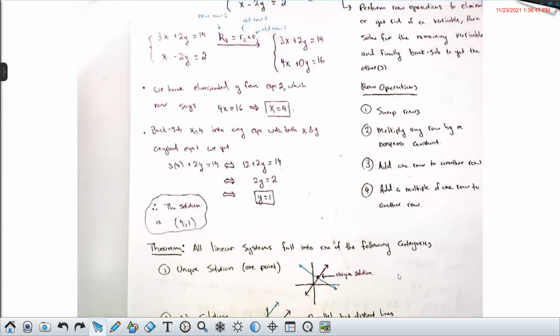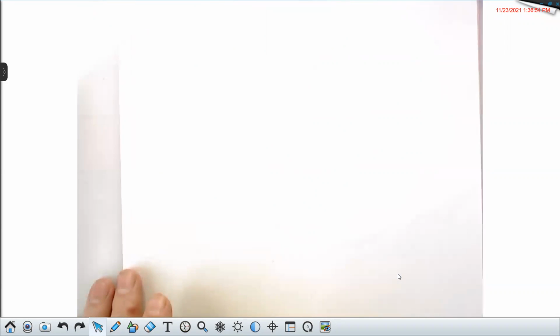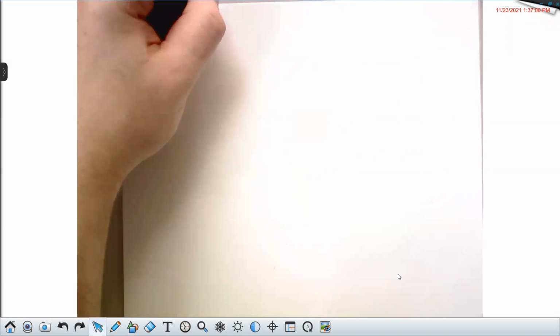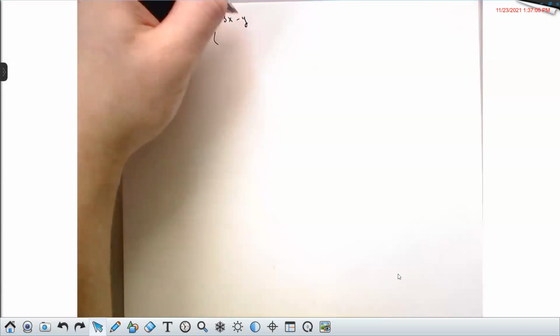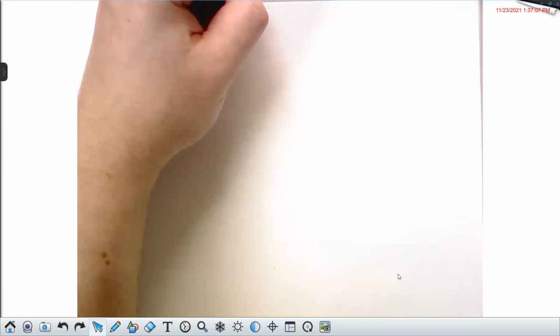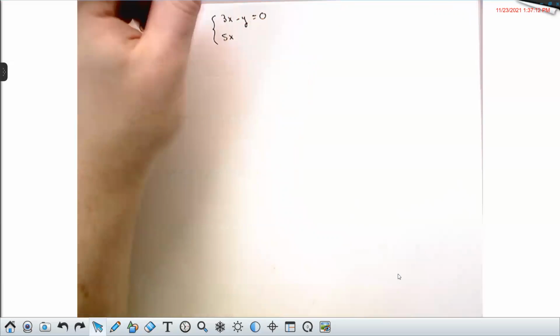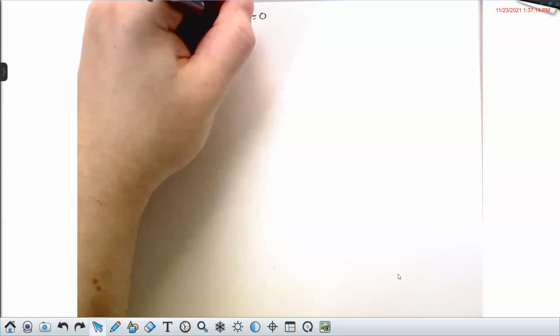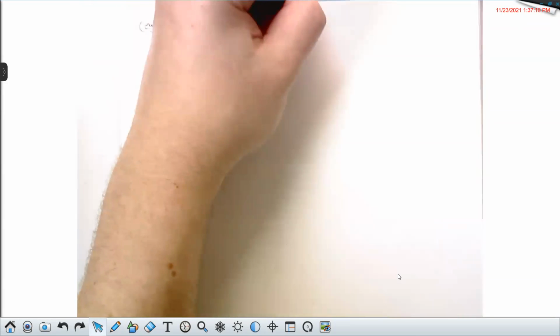Yeah, let's do one more nice example of an elimination problem. Let's solve 3x minus y equals 0 and 5x plus 2y equals 22 by elimination.